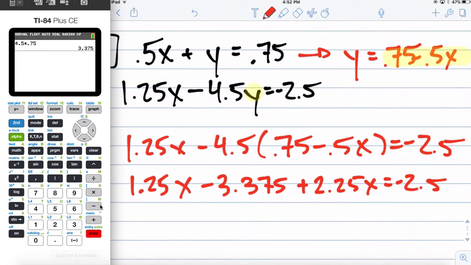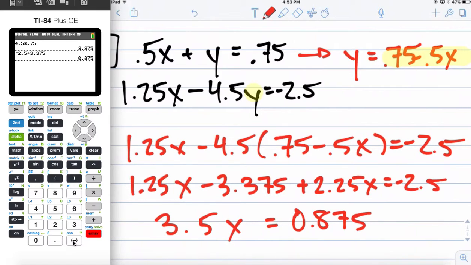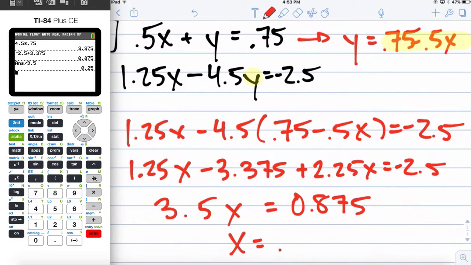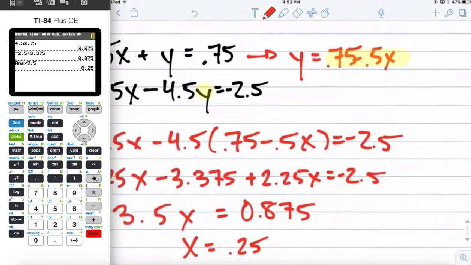Okay, so I take negative 2.5 and I add 3.375 to it. So I get 0.875 on the right. I get 3.5x on the left. So I divide by 3.5 and I get 0.25. x is equal to 0.25 or 1/4.